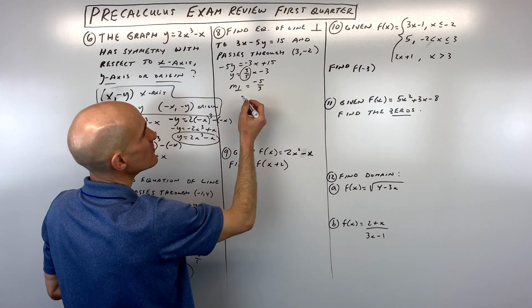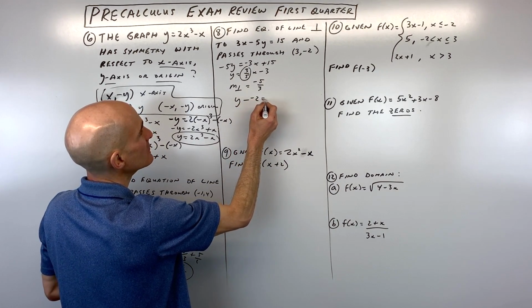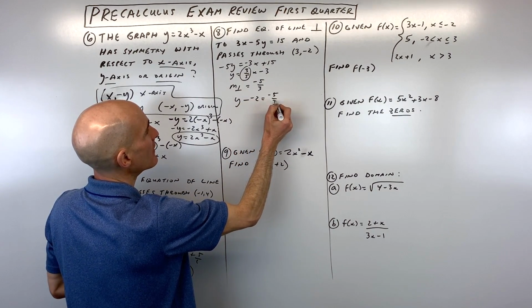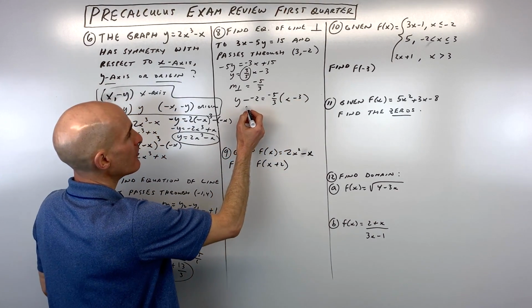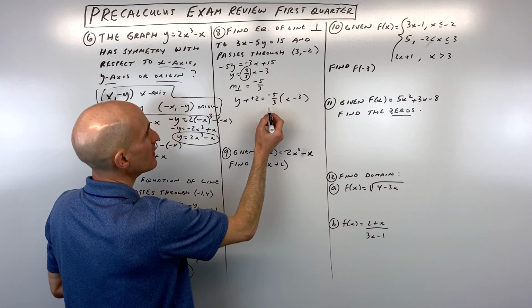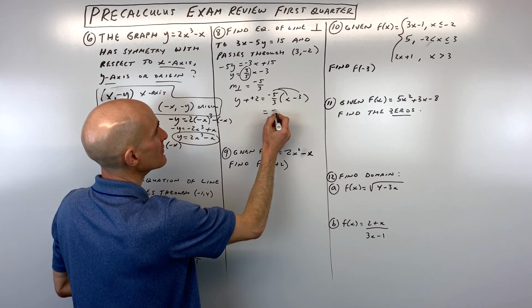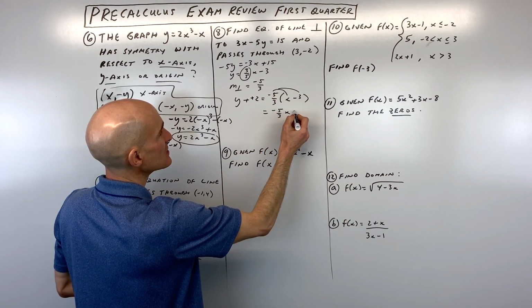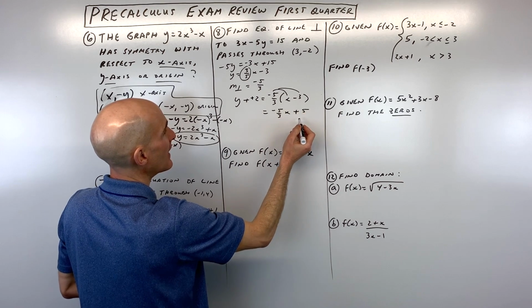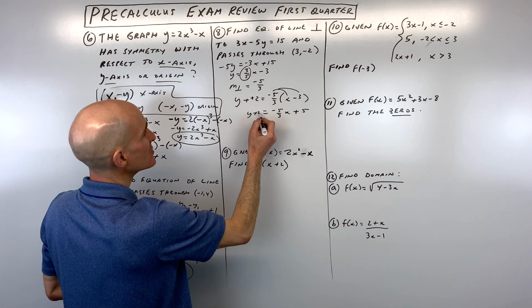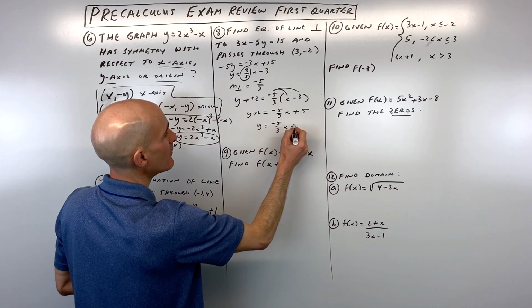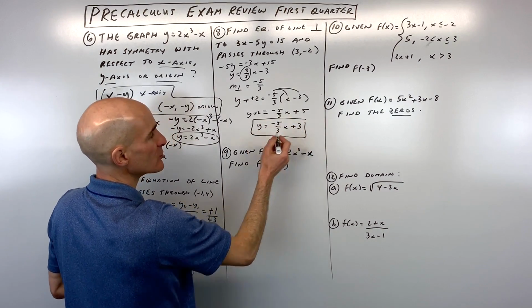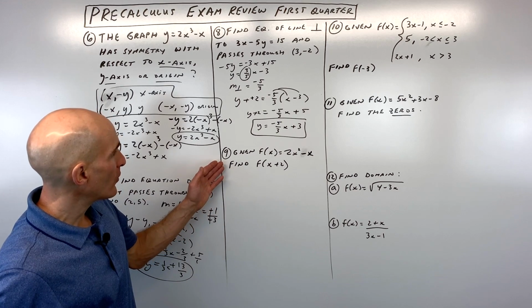We know it's passing through this point, so I'm going to do y minus -2 equals -5/3 times x minus 3. And now you can see it's in the point-slope form. But let me simplify this a little bit more. Distribute, that's going to give us negative 5/3 x plus 5. And this is y plus 2. And if we subtract 2 from both sides, we get negative 5/3 x plus 3. And now it's in the slope-intercept form. Okay, let's try number 9.